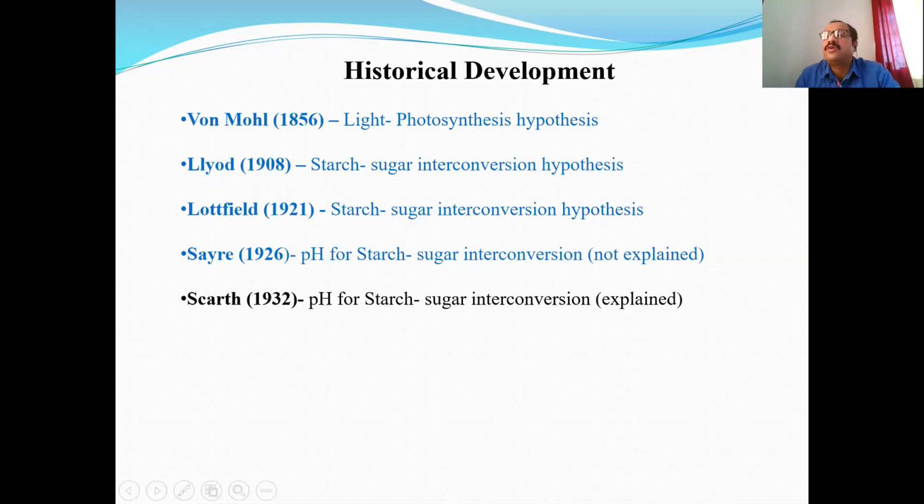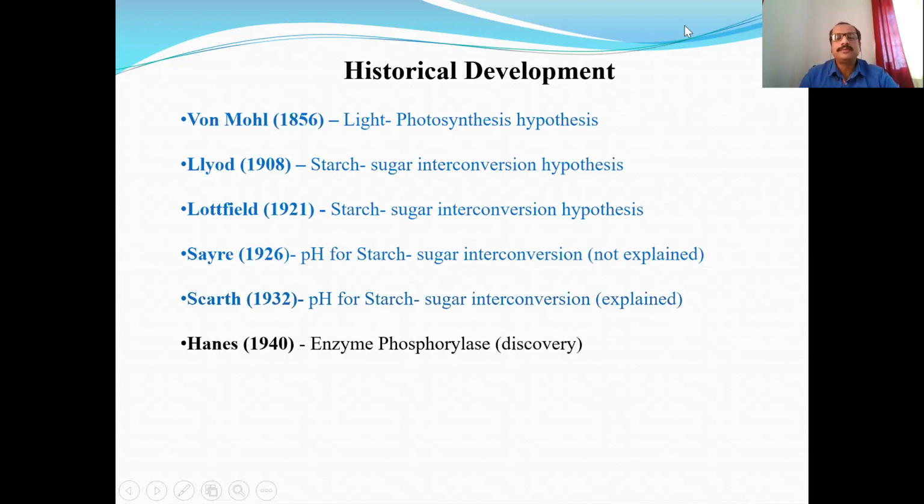So hydrogen ion concentration decreases, and hydrogen ion concentration decreases means pH value increases, and pH value increases means it becomes either neutral or more than 7. It becomes alkaline pH, basic pH, and this basic pH favors conversion of starch into sugar during daytime. This is the explanation that was given by scientist Scarth in 1932.